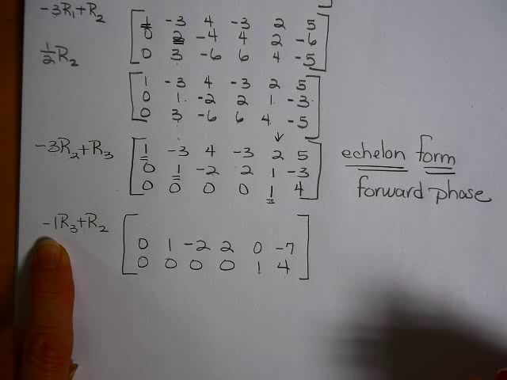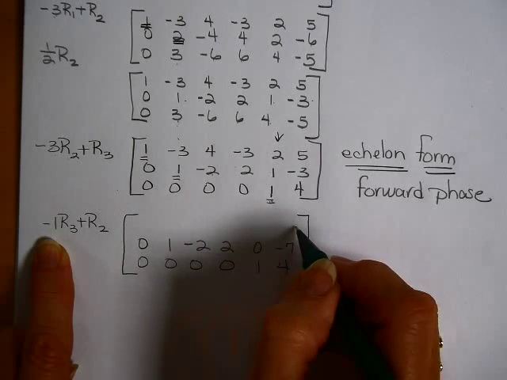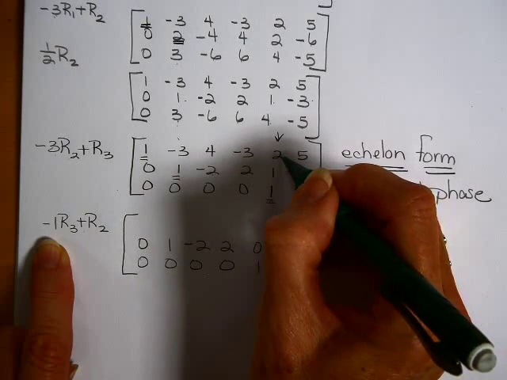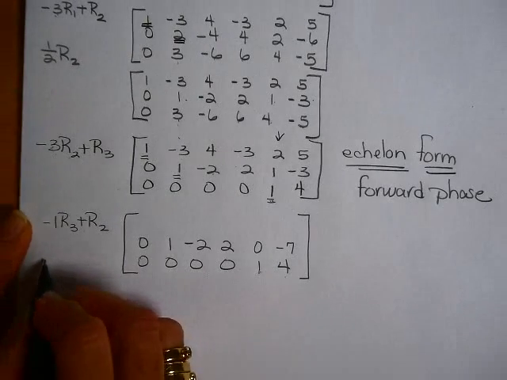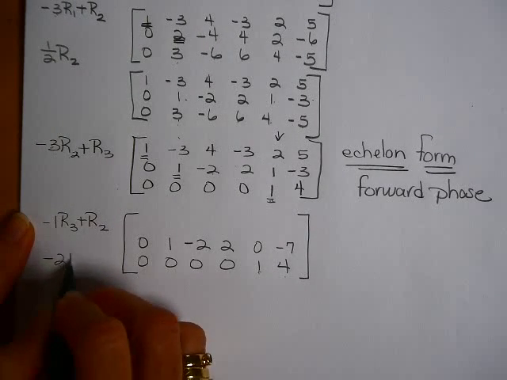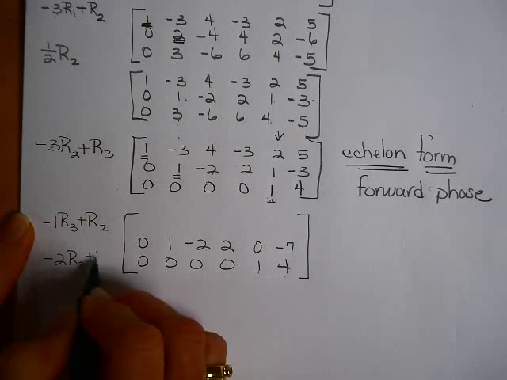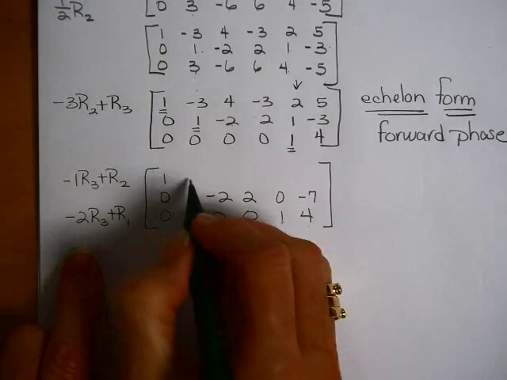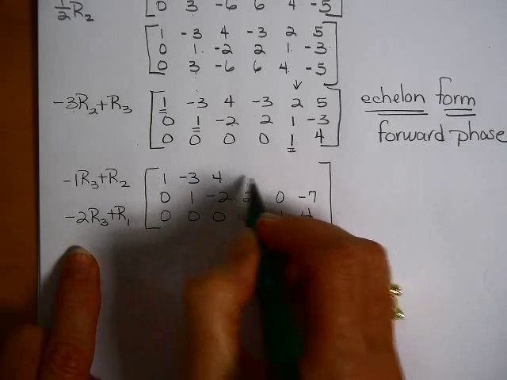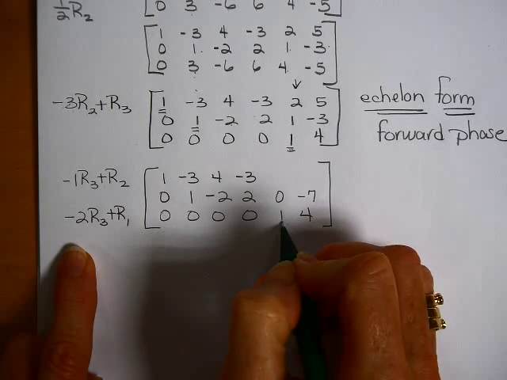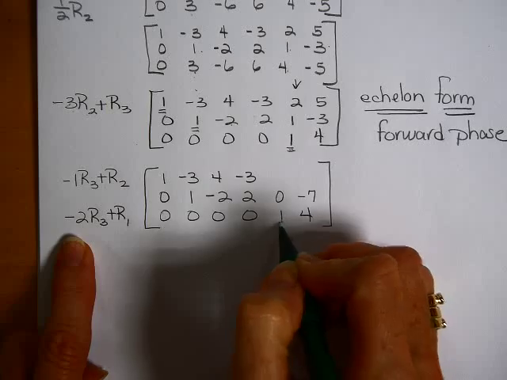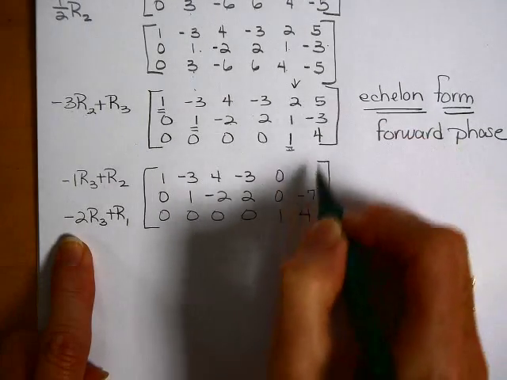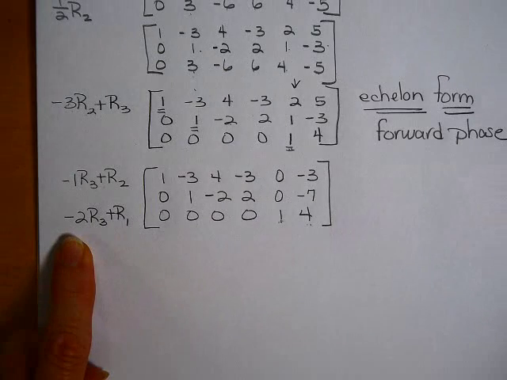Okay. Now, before I write down this next one, I'm going to go ahead and get rid of the number above it. This needs to be a 0. So now I need to multiply -2 times row 3 and add it to row 1. So that's a 1, a -3, a 4, a -3. Nothing changes until I get above this one. -2 and 2 is 0. -8 and 5 looks like -3.